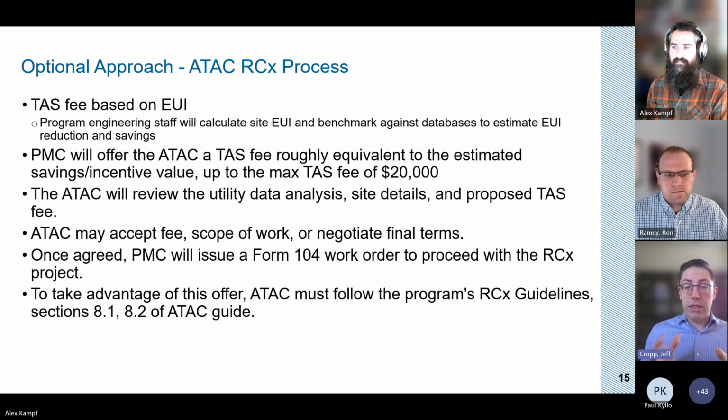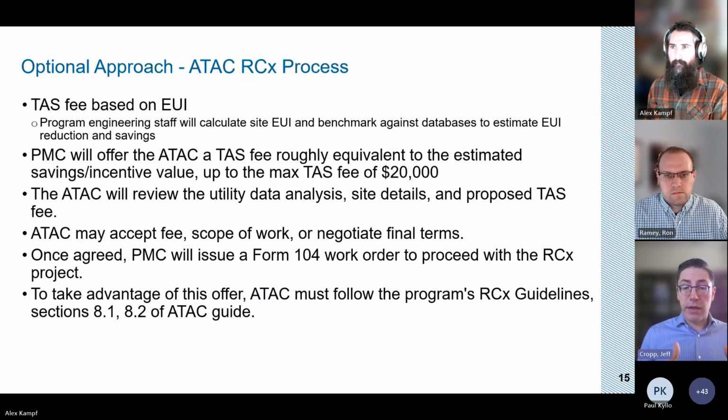So we'll do this utility data analysis and then send that over to the ATAC to review. We'll say, this is our guesswork. This is what we have put together. We think you can save this much. We think that the incentives could be around this amount. Here is the task fee we propose to you. Here are the details on the site.